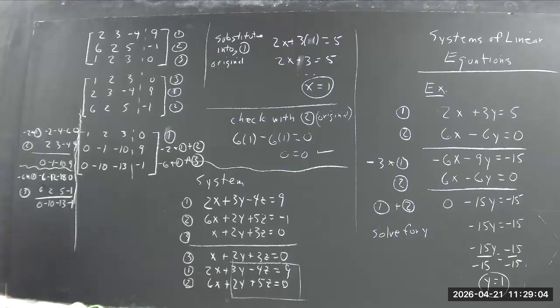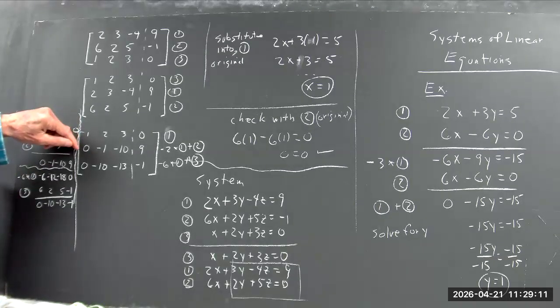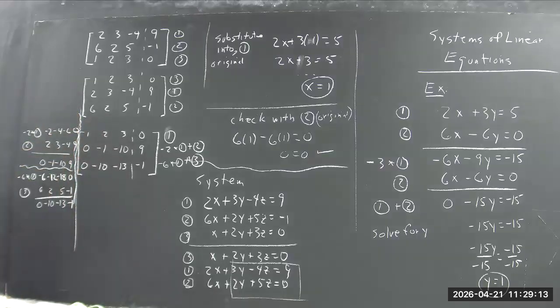That makes sense? I'm just playing with numbers. But my goal is to get a 1, 0, 0 in my first column. And you'll see why in a minute.